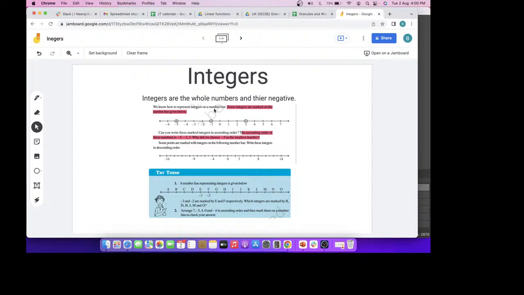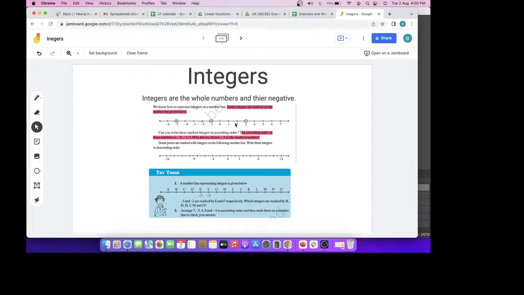These all are whole numbers, and whole numbers along with their negatives are called integers, and we can find all the integers on the number line, as you can see on your screen. Here on the left side of 0 we can see all the negative integers, and on the right side of the 0 on the number line we can see all the positive integers.